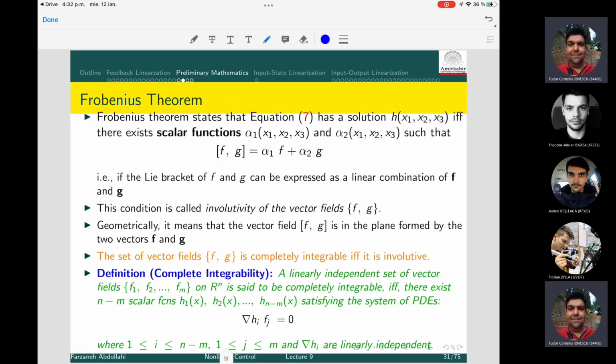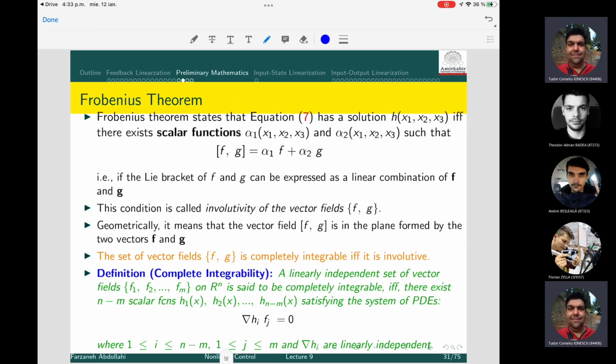Geometrically it means that the vector field Lie bracket between f and g is in the plane formed by the vectors f and g. The set of vector fields is completely integrable if and only if it is involutive. Involutivity is very important, and we're also going to discuss distributions. And here we have the definition of complete integrability.